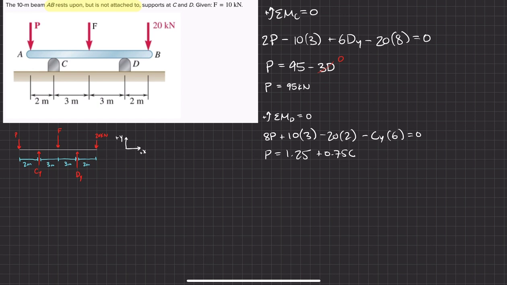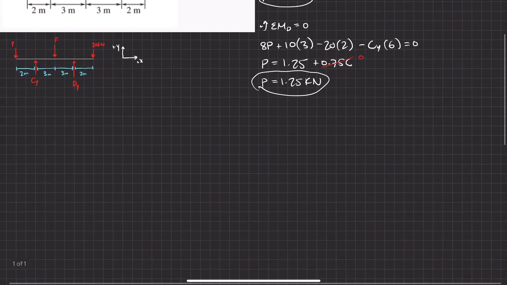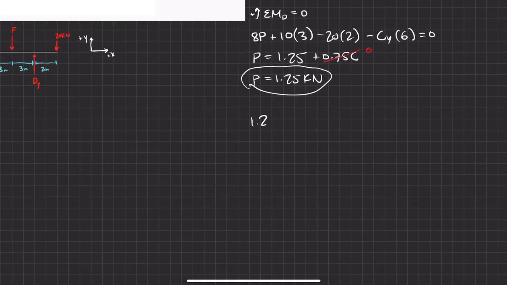Again, to find the lower limit, we're going to set this equal to 0. Solve for P, we see that P is equal to 1.25 kilonewtons. And that gives us our range right there. So we have the lower limit right here and the upper limit right here. And we can write that as 1.25 kilonewtons is less than or equal to P is less than or equal to 95 kilonewtons.